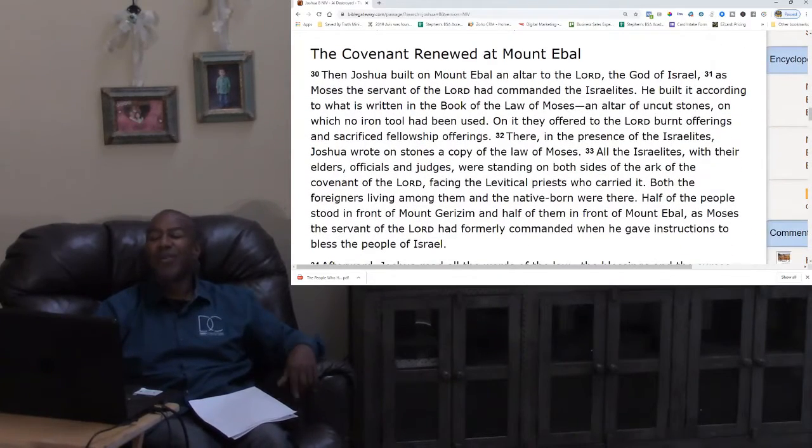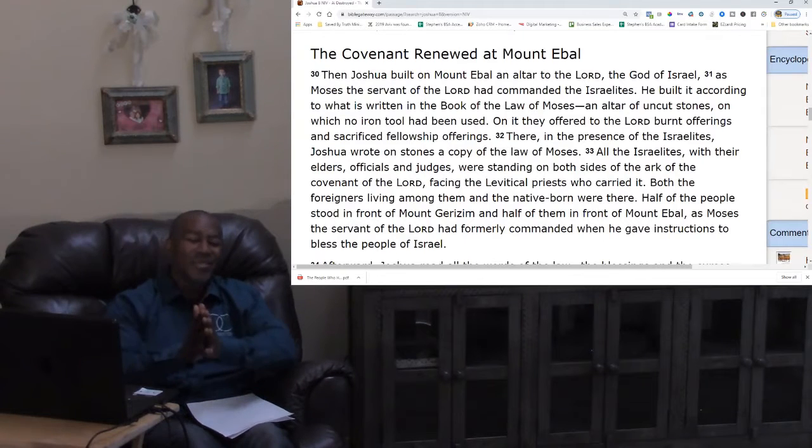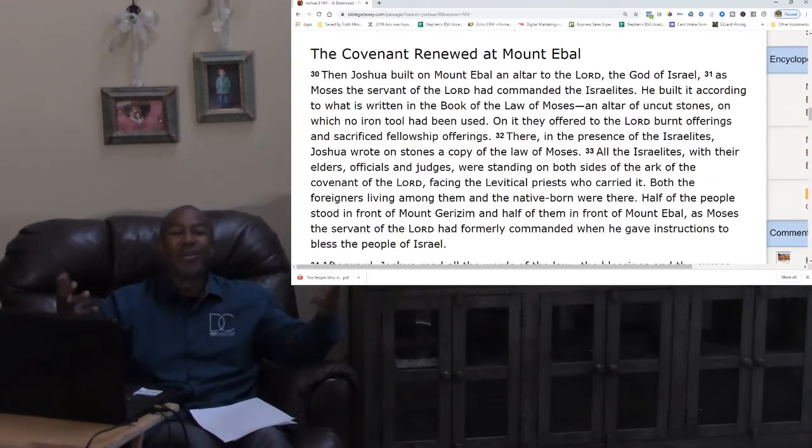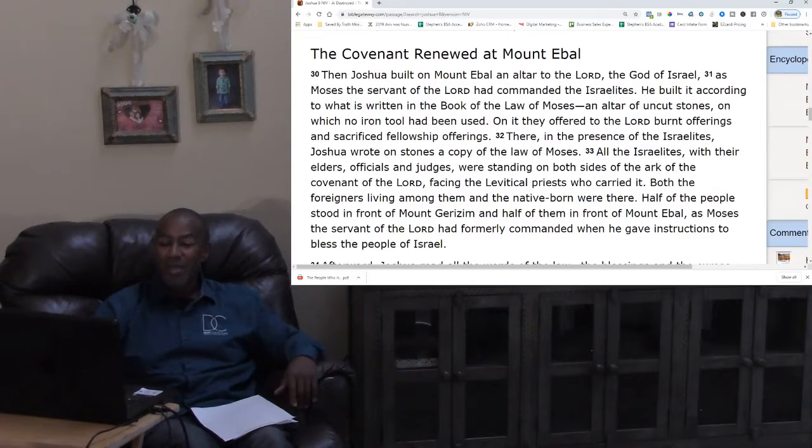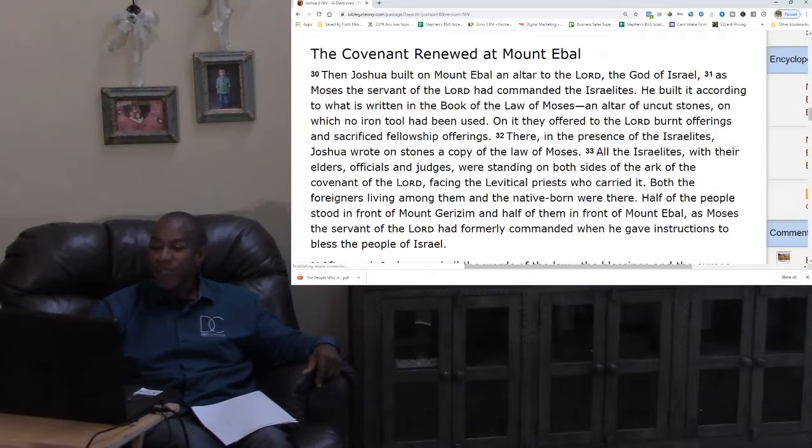The covenant renewed at Mount Ebal. Isn't it interesting? After all of that, they renewed the covenant again. It said, then Joshua built an altar to the Lord, the God of Israel, on Mount Ebal, as Moses, the servant of the Lord, had commanded the Israelites. He built it in accordance with what was written in the book of the law of Moses.